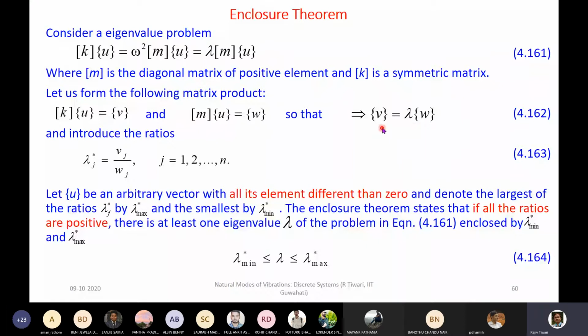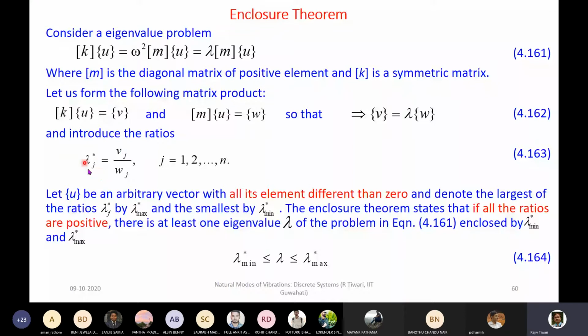So we'll have n components in the v and n components in the w. If I take the jth component, or the jth row, of the v vector and the jth row of the w vector, and make a ratio of vj by wj, I'm defining that ratio as lambda j star. Lambda is the eigenvalue, but here, just to distinguish that they are different, I'm representing it with a star.